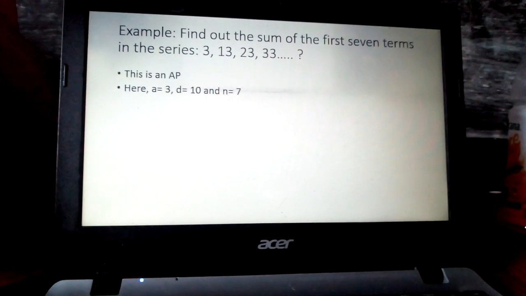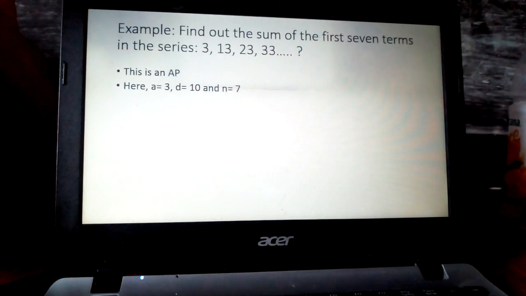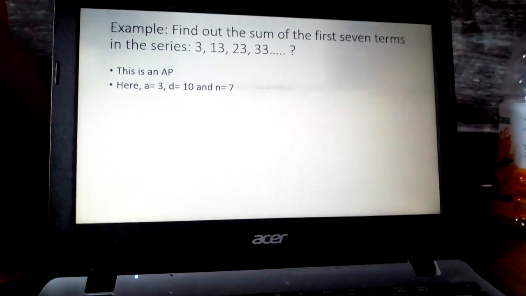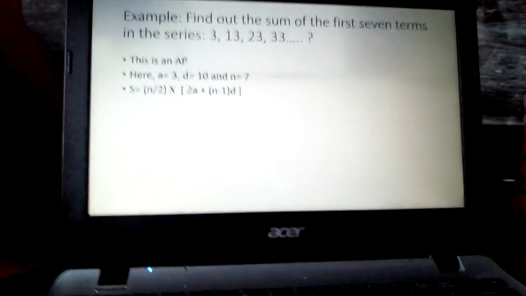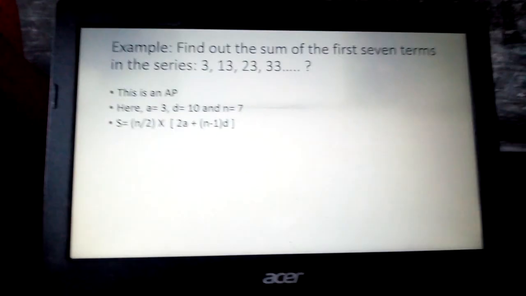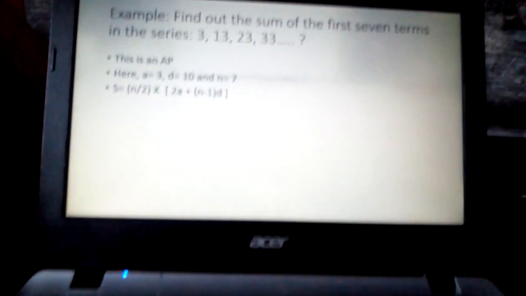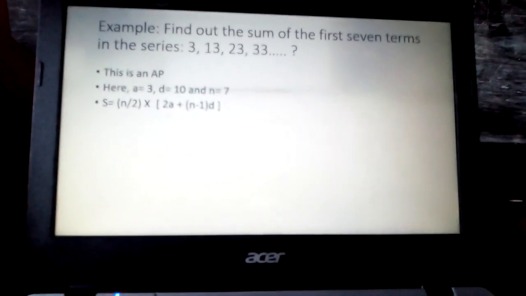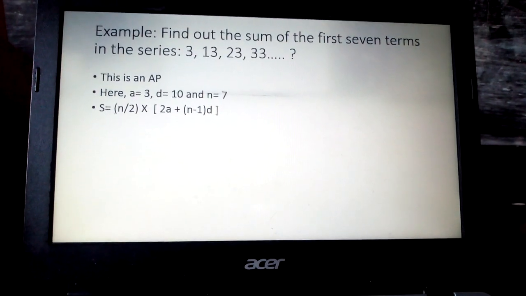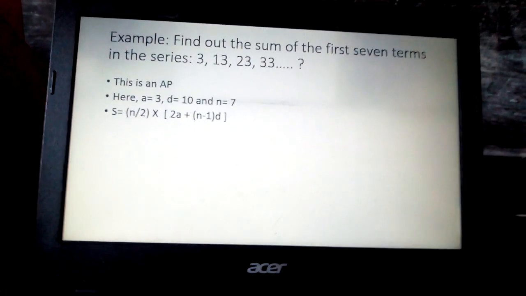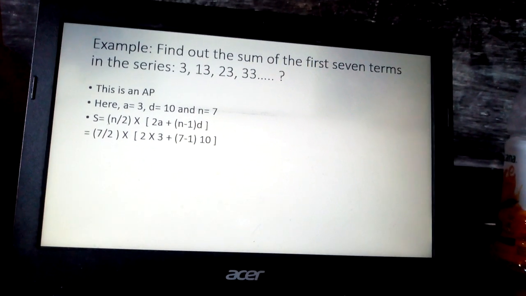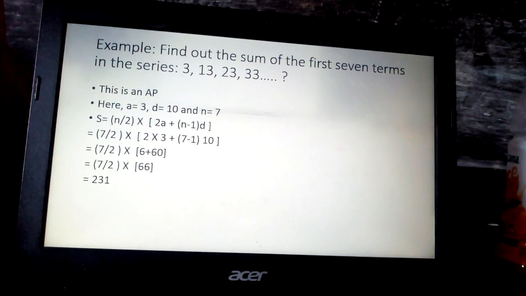And we have to find the sum of the first 7 terms, and that is why n will be equal to 7. The formula that we are going to use here is S is equal to n by 2, into bracket 2a plus n minus 1 d. What you have to do now is put in these values, and you will find that the sum comes out to be 231.